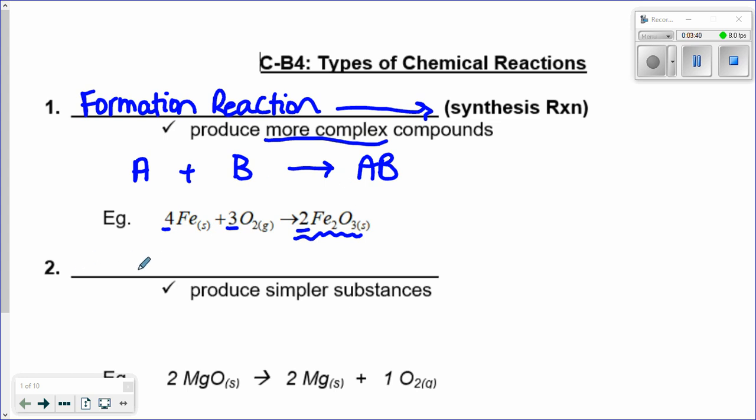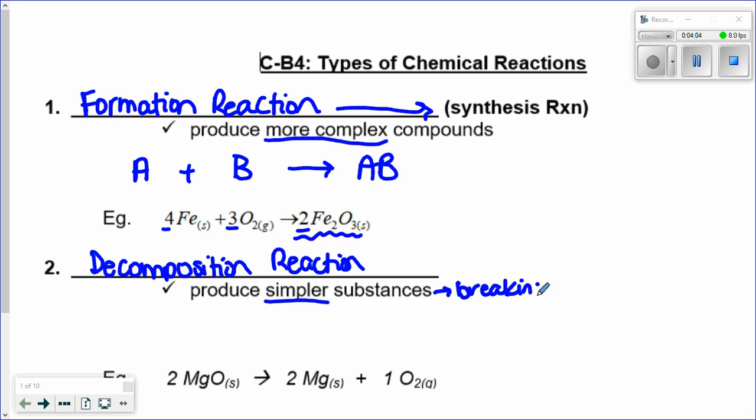Next one is producing simpler substances. This is called a decomposition reaction. It's breaking something down into more simple things. Decomposition reaction. Again, it's producing simpler substances. It's breaking things down. In our general form, it's taking a compound and splitting it into its elements.